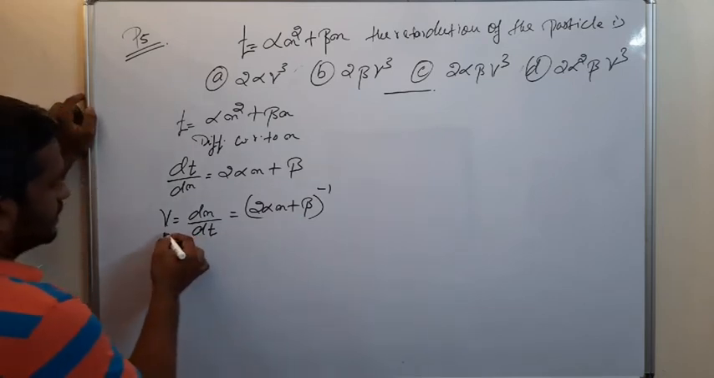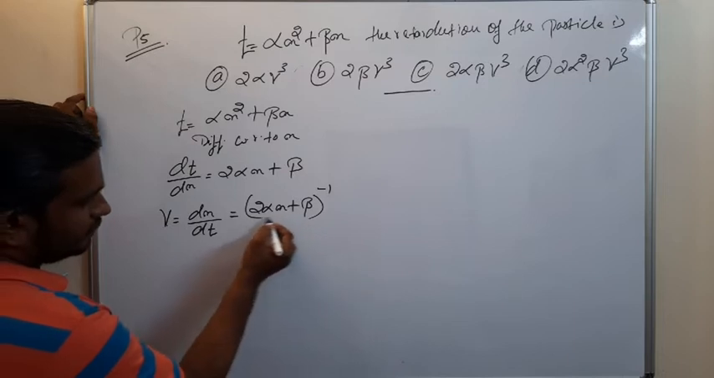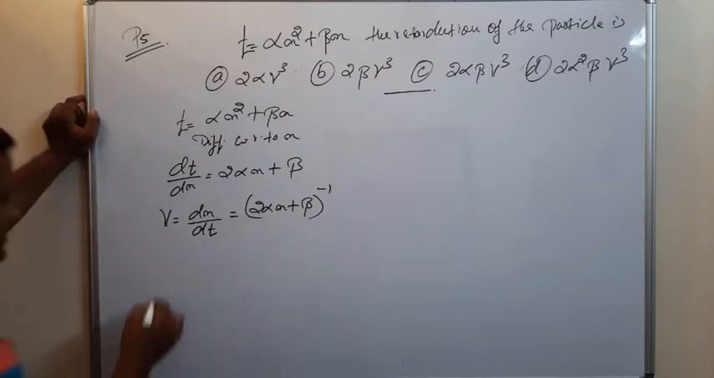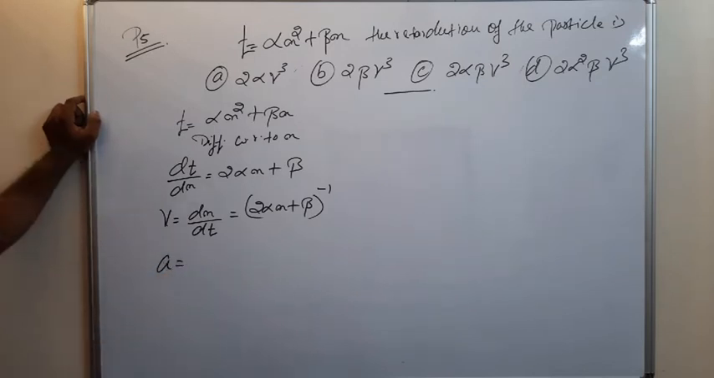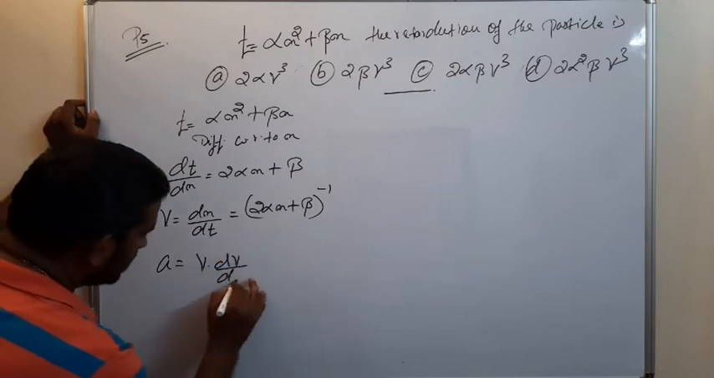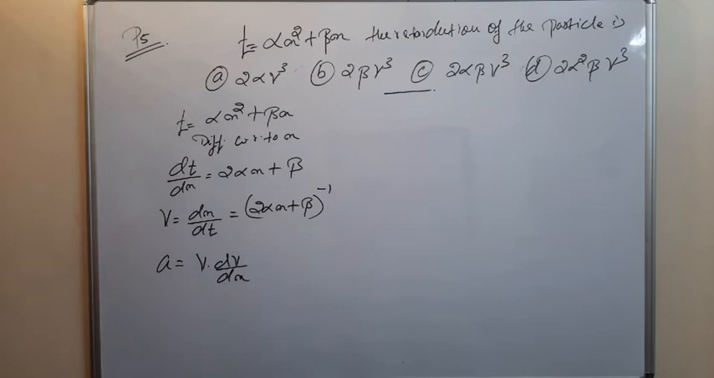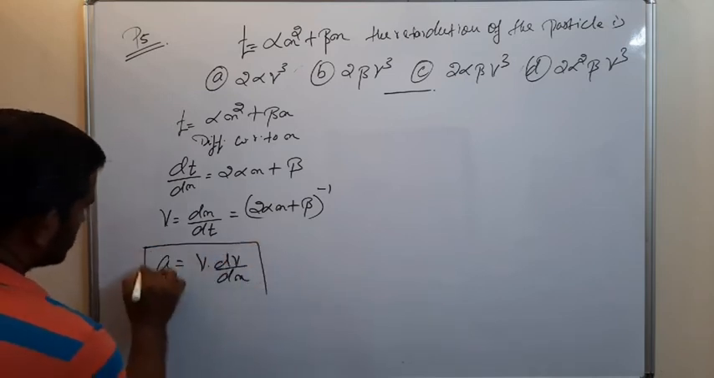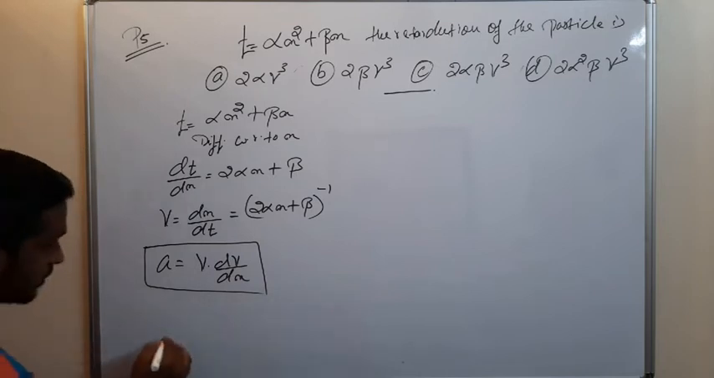So here velocity is in terms of distance, and we have to find the acceleration. If the velocity is in terms of distance, it means acceleration is equal to v into dv by dx. Acceleration is equal to v into dv by dx.